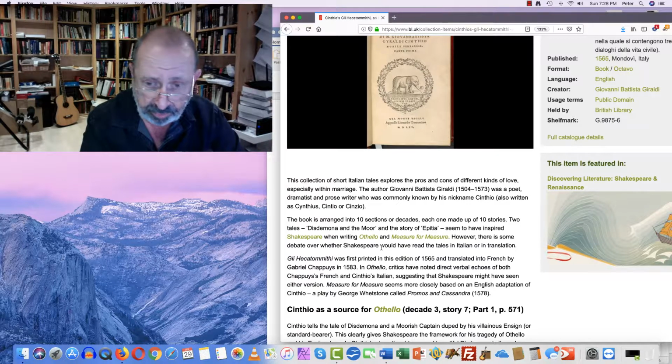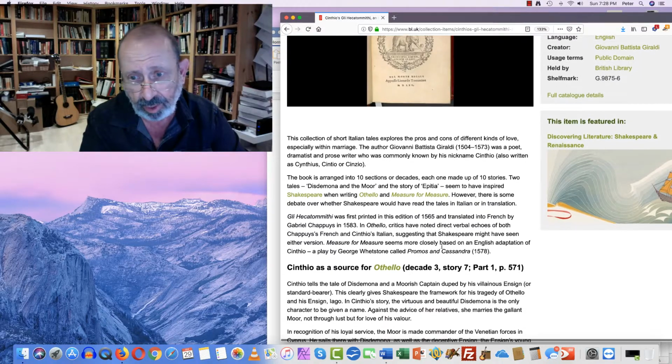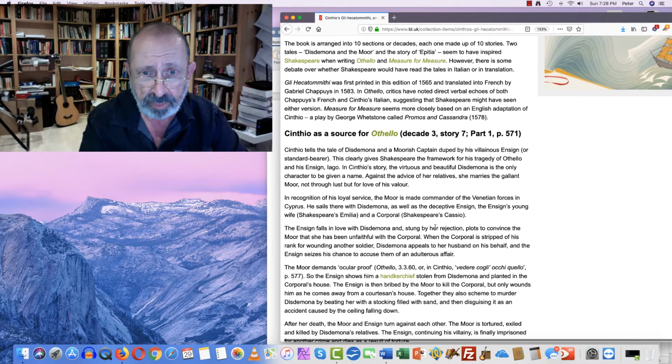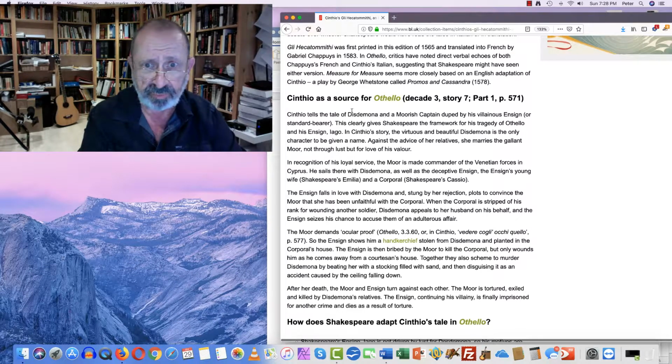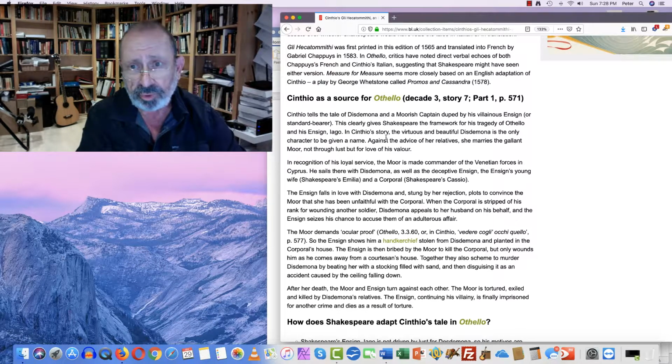And you can see when I show you the changes that Shakespeare made here, you can sort of see what he's up to. So just take a look at this. Cinthio tells the tale of Disdemona, that's spelt with a D-I, and a Moorish captain duped by his villainous ensign or standard bearer, so that's Iago. In Cinthio's story, the virtuous and beautiful Disdemona is the only character to be given a name. That's really interesting. Every other character is nameless. Against the advice of her relatives, she marries the gallant Moor, not through lust, but for love of his valor. So she resists her family pressure.